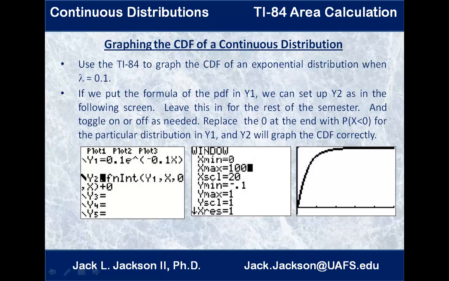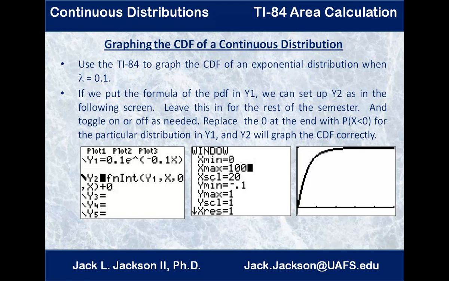Now I say this because I want you to leave this Y2 set up like this for the rest of the course. You can just put your cursor on the equals here, hit enter to turn it on and off as needed. But if you always put your PDF in Y1, then this will automatically give your CDF in Y2, and the only thing you have to change is this plus 0 at the end. You have to adjust that in the case that the area to the left of 0 is not 0. If it's some other number, put that number in. If you can do that, then you will get the right thing here.